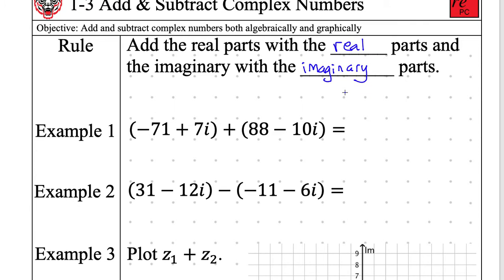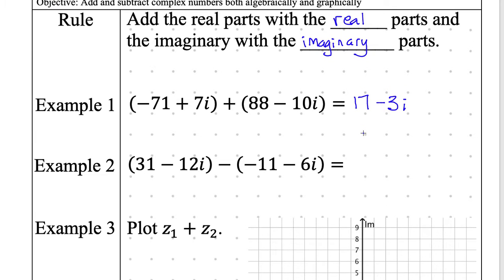So let's do an example. I'm going to add these two complex numbers. This is one complex number, a second complex number. Let's go ahead and add negative 71 to 88. That's going to be 17. Let's go ahead and add 7i and negative 10i. That's going to be negative 3i. It is that simple. It's nice and easy.